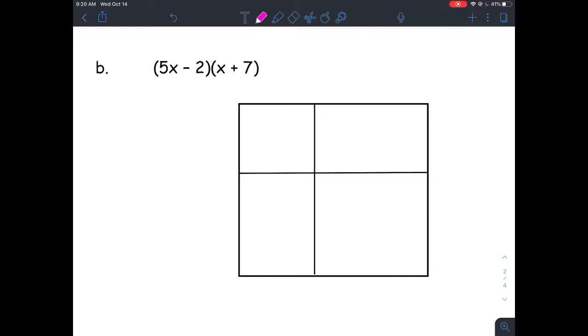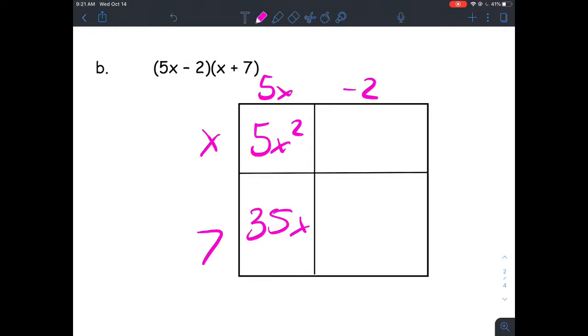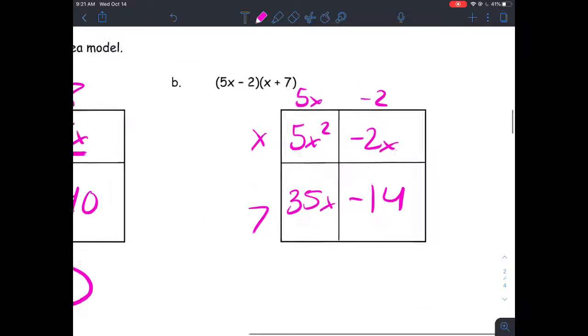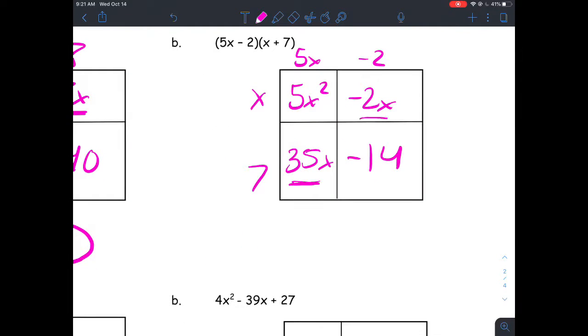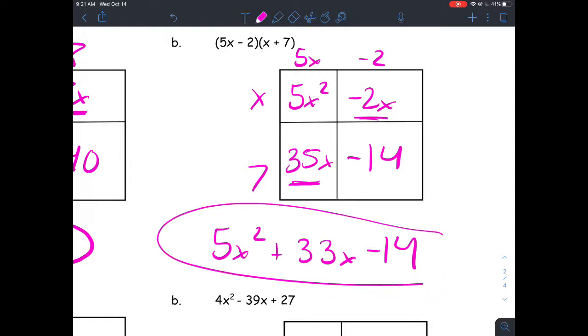Now, for this one, I'll go ahead and do this one. We're going to use the area model. We get 5x minus 2, x plus 7, 5x squared, 35x, minus 2x, and minus 14. So we're going to combine our like terms. So we get 5x squared plus 33x minus 14. And that would be your answer there.